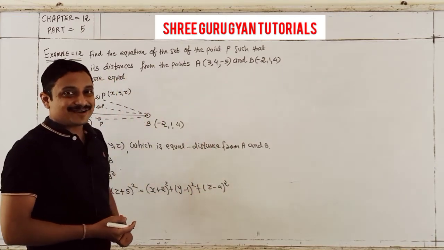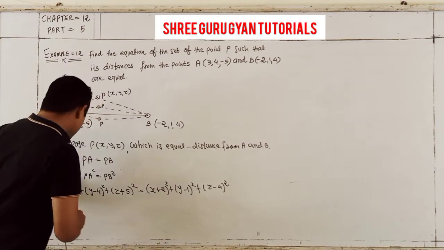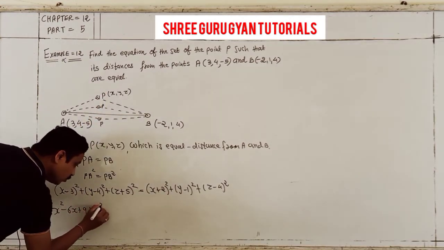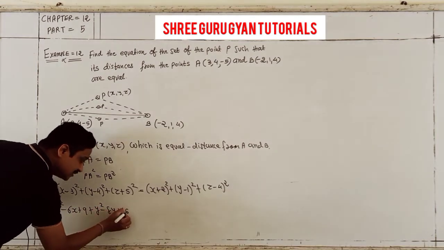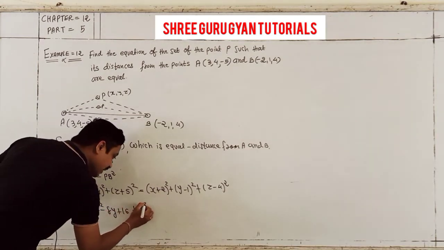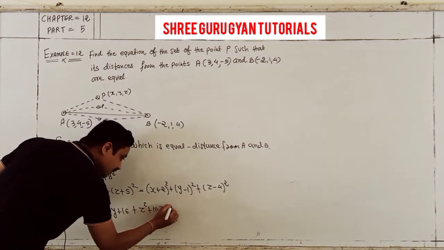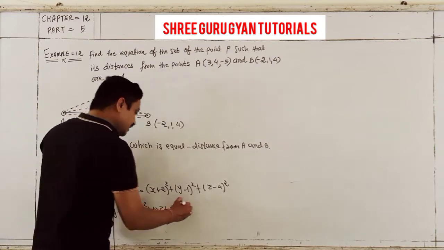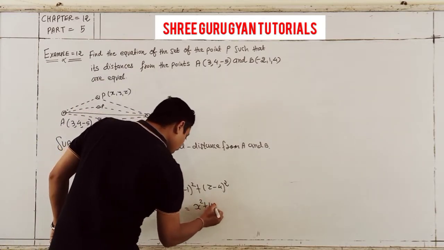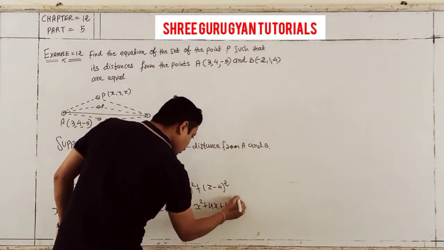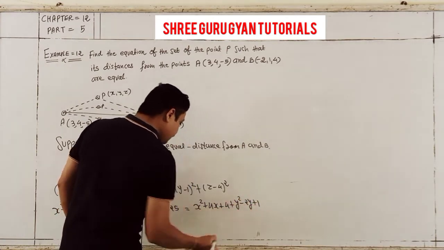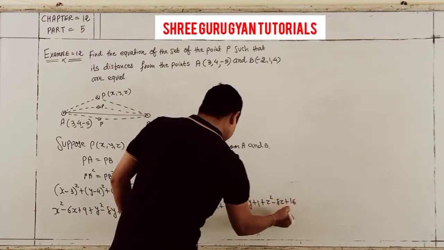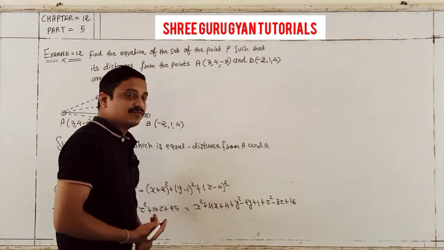Now you expand each side's values. So here x square minus 6x plus 9, y square minus 8y plus 16. Similarly here z square plus 10z plus 25. And similarly students, you can make the right side. x square plus 4x plus 4, y square minus 2y plus 1, and last z square minus 8z plus 16.